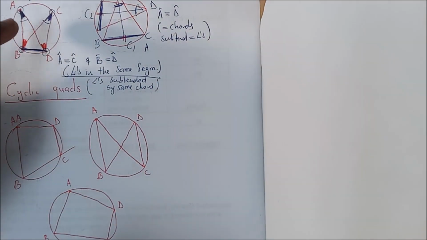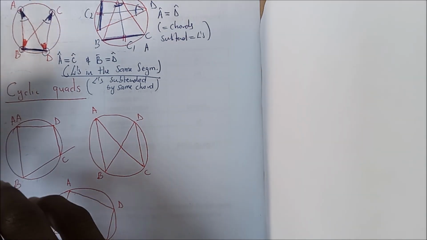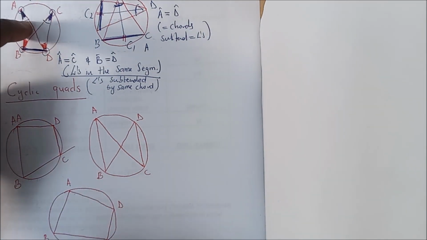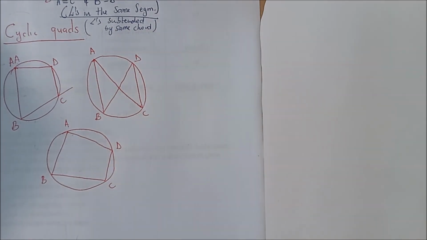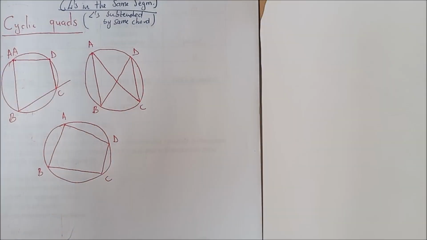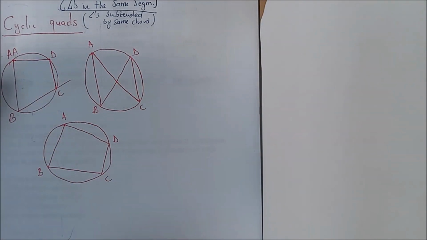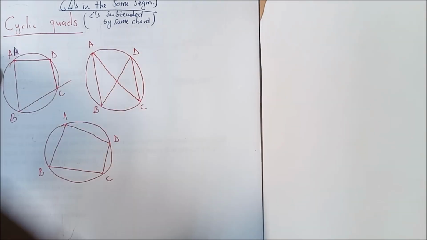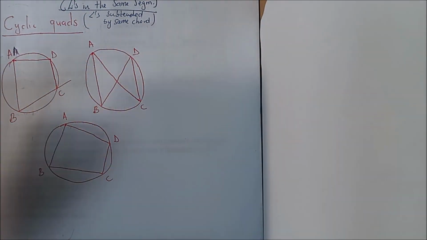So now we know this one. I forgot what they call it. They call it butterfly. The butterfly type goes with angles in the same segment. So now moving on to the cyclic quad. So this is the cyclic quad. Remember, what did we say about the cyclic quad? All points must be on the circumference.